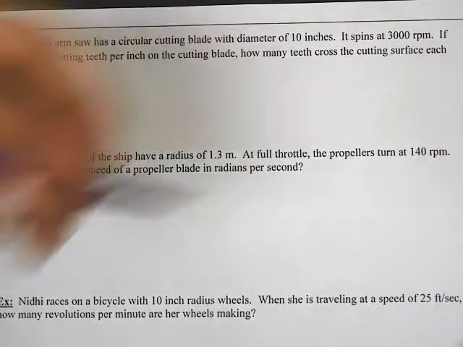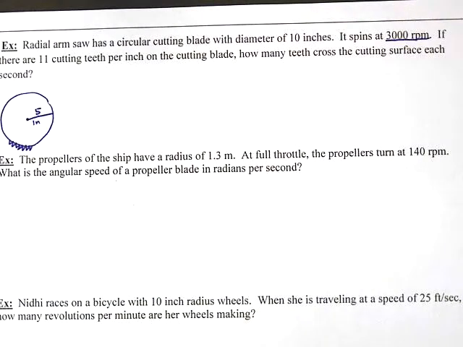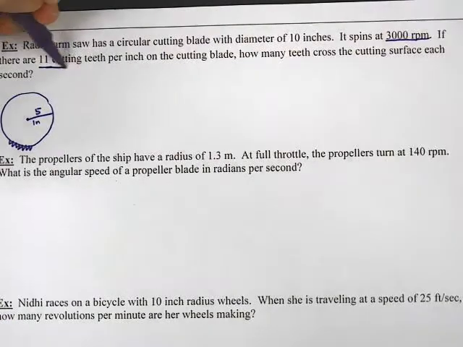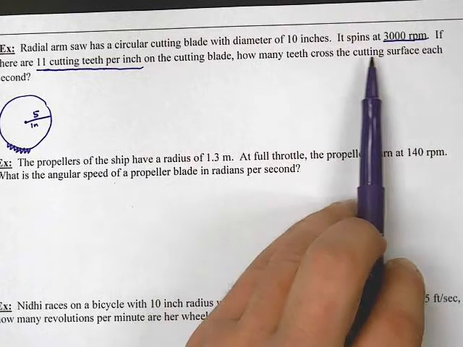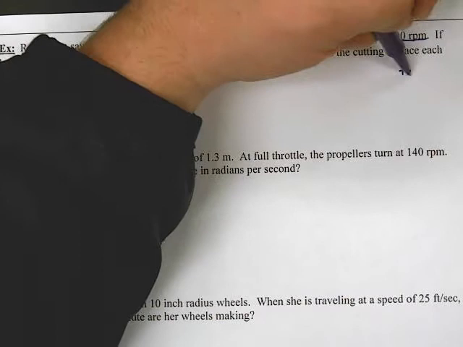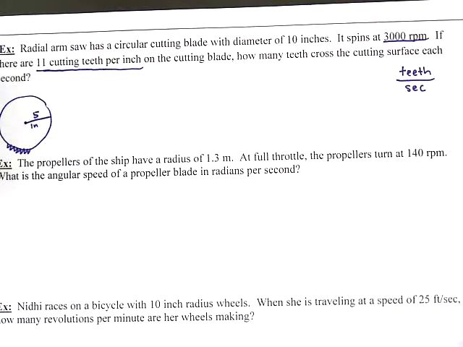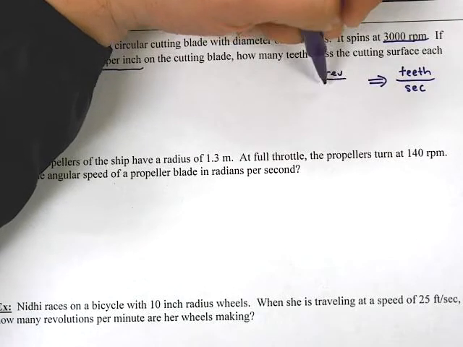Let's see what else we have here. We know that it's spinning at 3,000 revolutions per minute. We also know that there are 11 teeth per inch. Interesting. So if you think about this, how many teeth cross the cutting surface each second? That means that we're looking to get teeth per second. And what did we start with? We started with revs per minute.